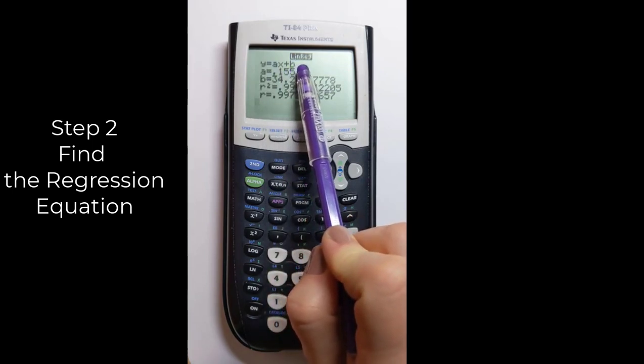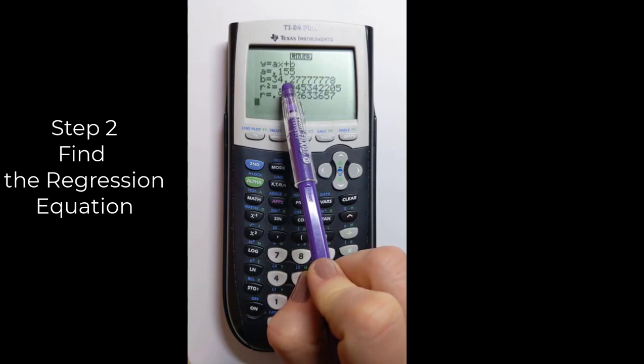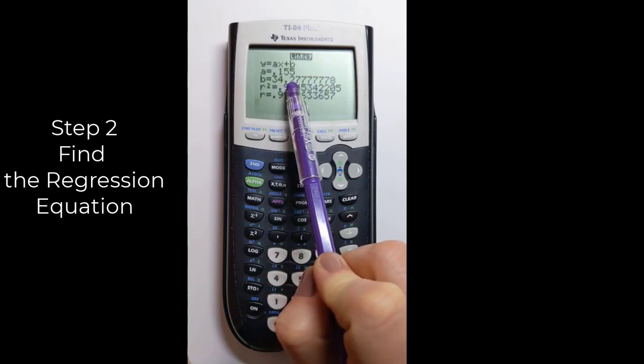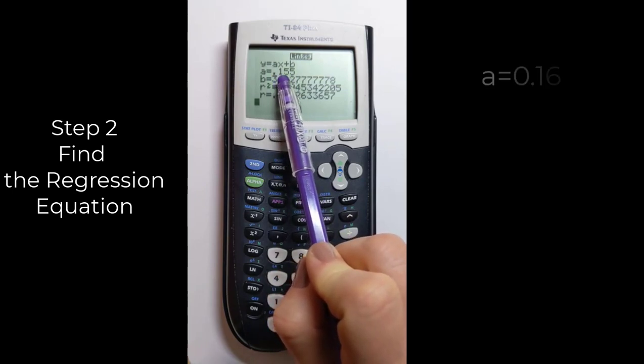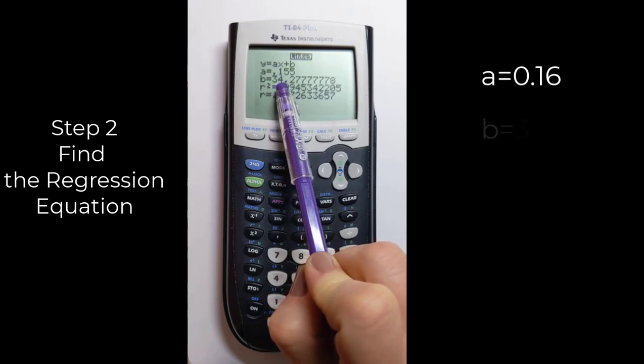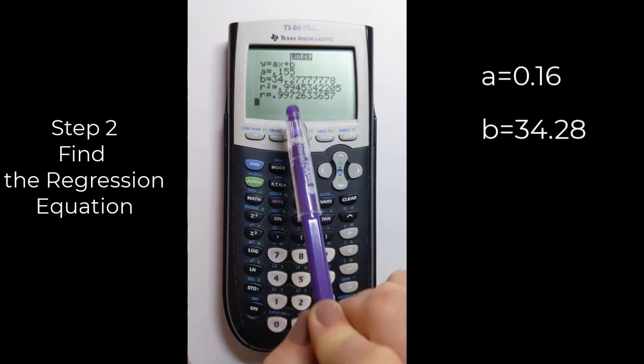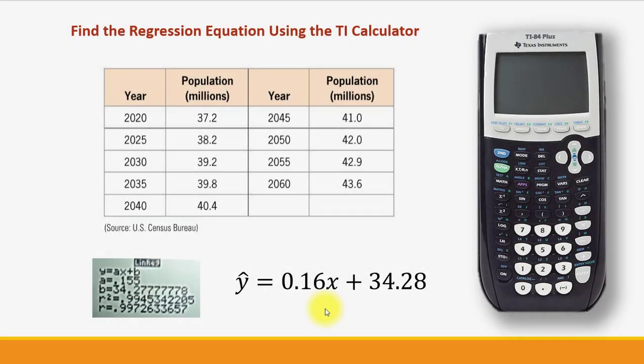Let's talk about the rounding. Let's say we're going to round to 2 decimal places. Then a becomes 0.16 and b becomes 34.28. So this is the regression equation that corresponds to a linear model that describes the given example. This equation can be used to graph the linear model, the line, or the equation itself can be used to do estimations and predictions. We're going to see all that in the next video.